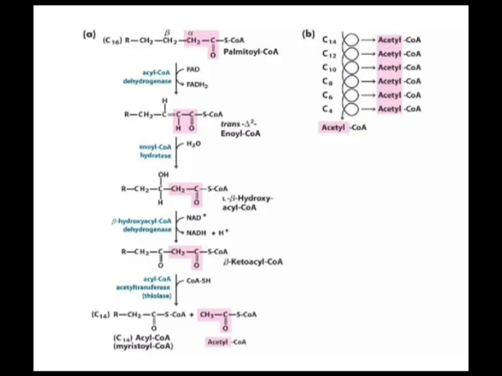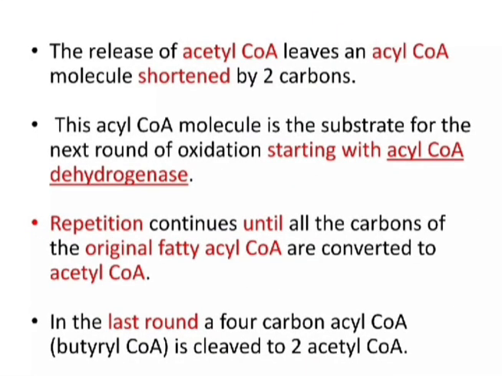In the second step, trans-enoyl-CoA is converted by the hydratase to hydroxyacyl-CoA. In the third step, hydroxyacyl-CoA gives beta-ketoacyl-CoA in the presence of beta-hydroxyacyl-CoA dehydrogenase, with the formation of NADH+H+. In the fourth step, ketoacyl-CoA is cleaved, and the release of acetyl-CoA leaves an acyl-CoA molecule shortened by 2 carbons. This acyl-CoA molecule is the substrate for the next round of oxidation, starting with acyl-CoA dehydrogenase.